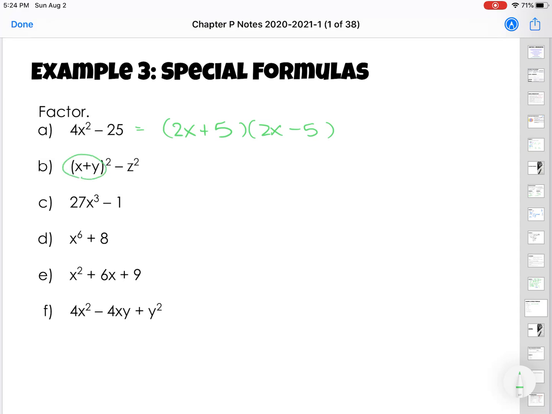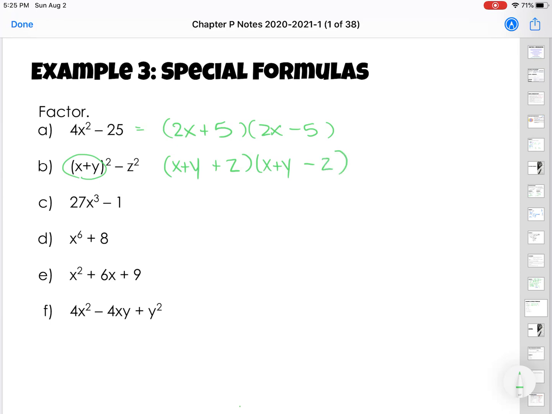Very similar here. This is that first part. That's like a squared. So the square root of x plus y squared is going to be x plus y. And then we have a plus z. And then we have x plus y minus z.